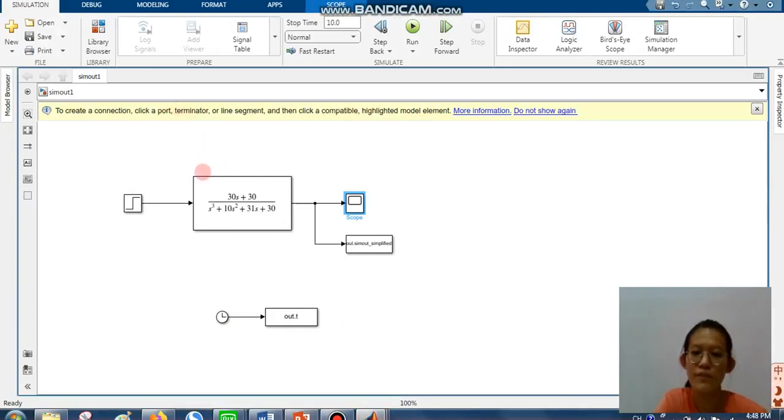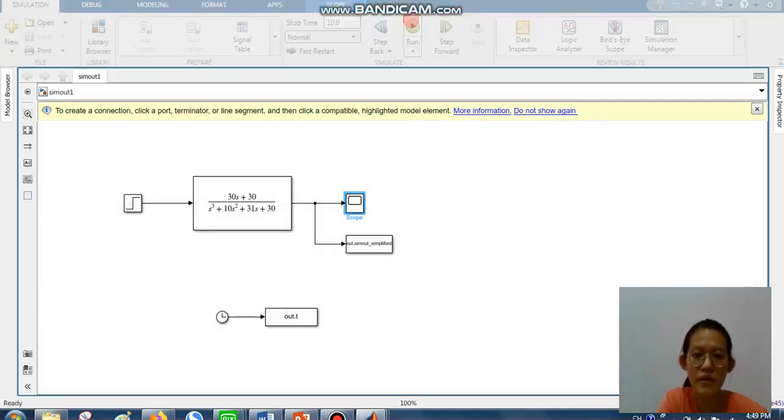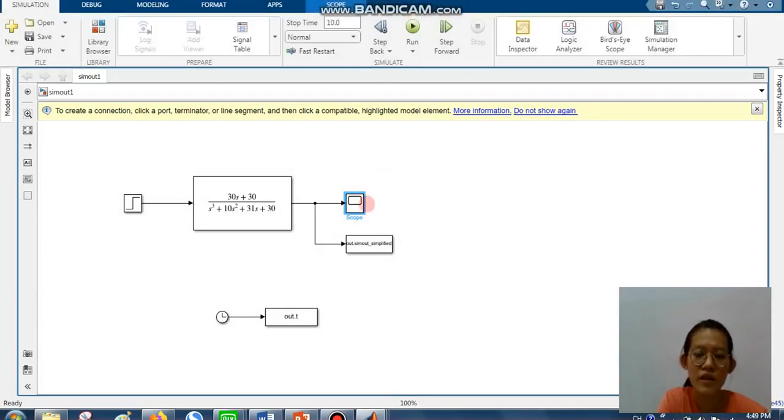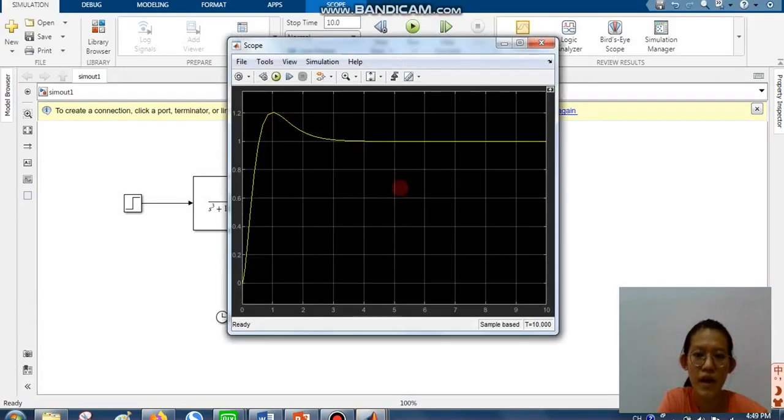This is the Simulink block that was already created. Now we will see the output response of the system. Then we run the circuit. To see the output response, we will click the scope. Hence, this is the output response of our system. That's all from me. Thank you.